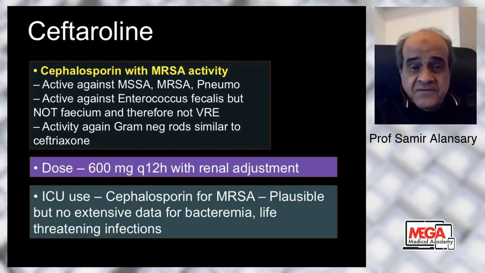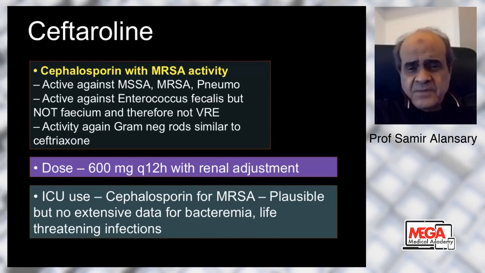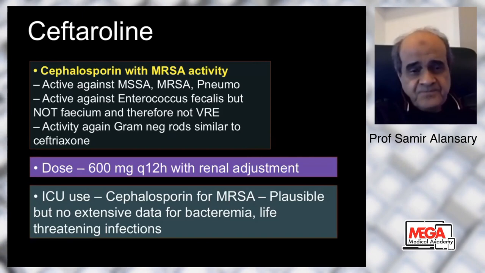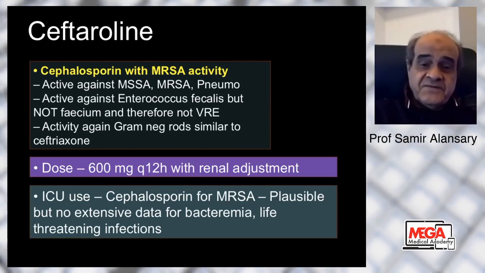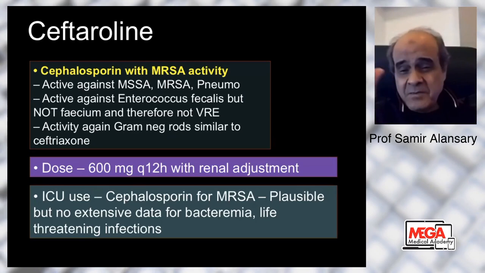The dose is 600 milligrams every 12 hours with renal adjustment. With most drugs, take care: if your patient has renal problems, you have to adjust your dose. I see cephalosporin used for MRSA, which is reasonable, but there is no extensive data. For bacteremia, we still question ceftaroline, like linezolid or tetracycline, whether these drugs are efficient enough to cover bacteremia.